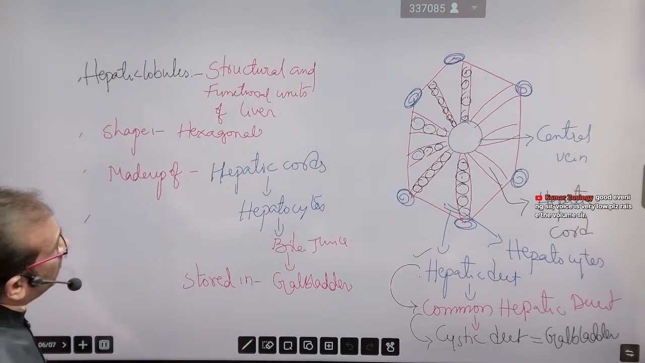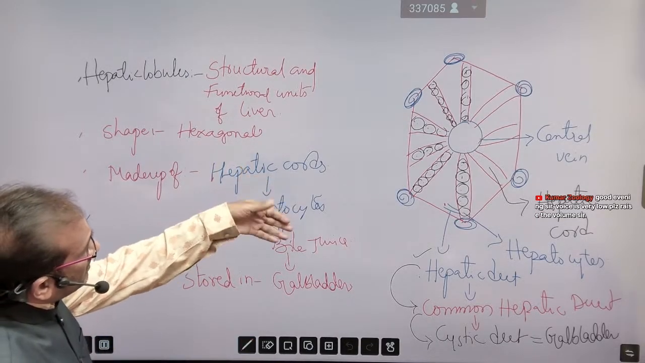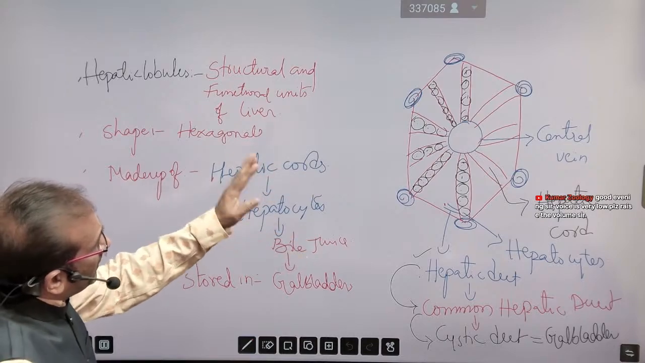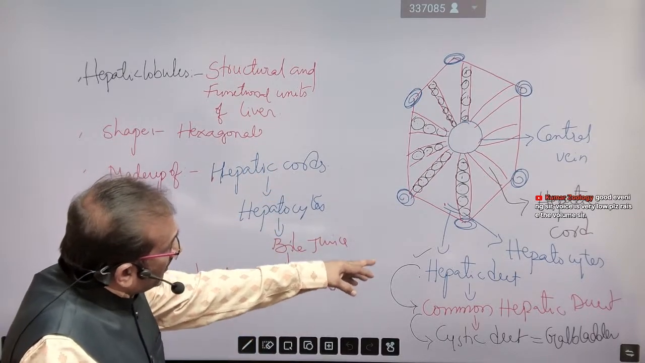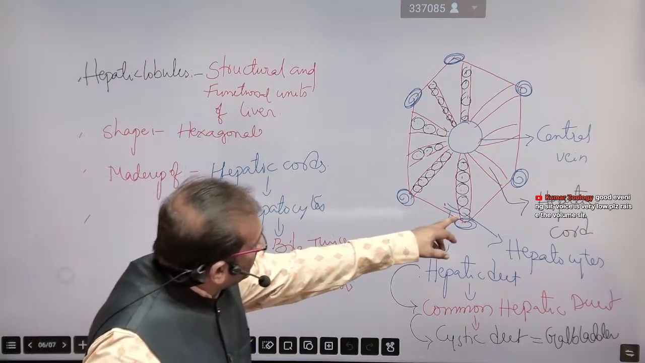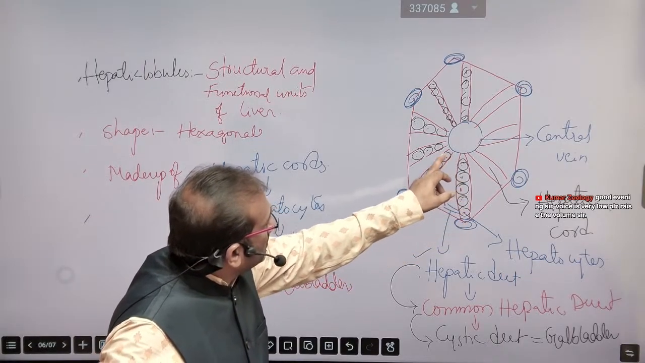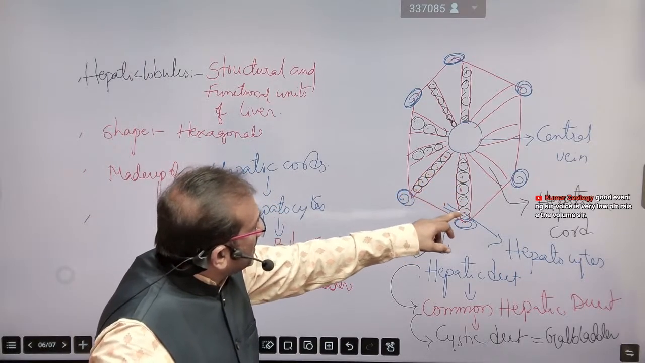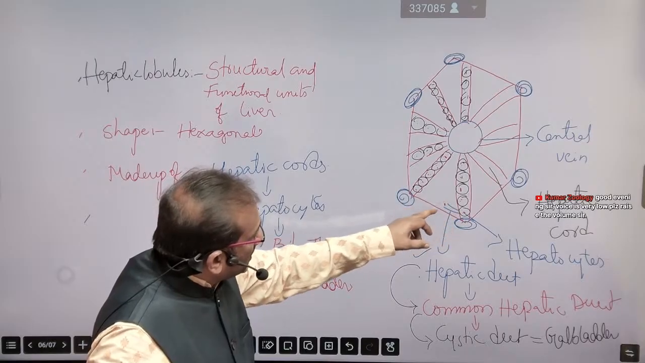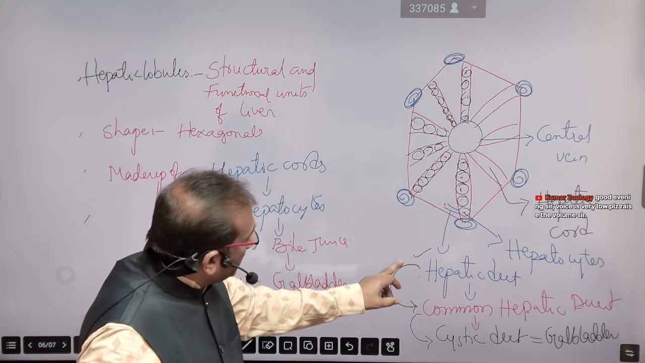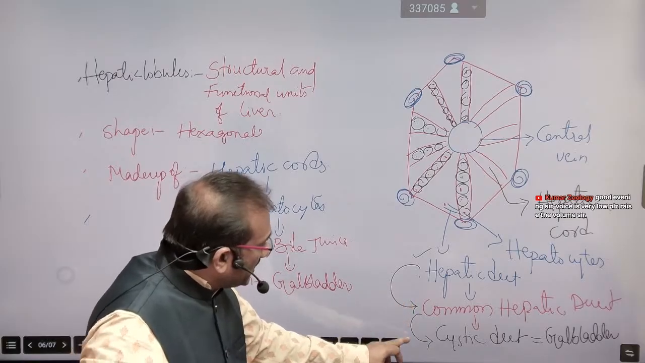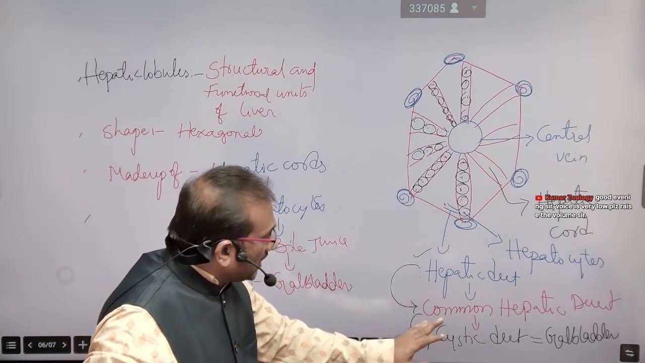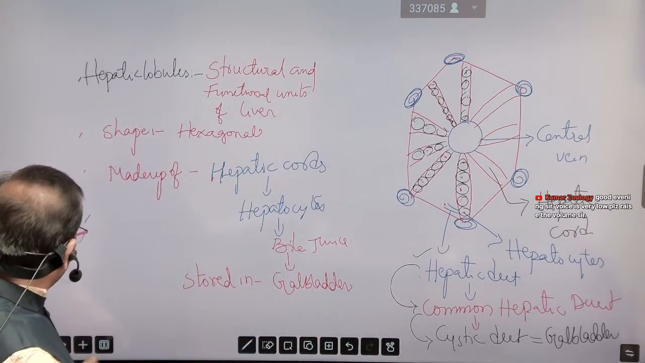They are hexagonal. The central vein is there. Surrounding the central vein, there are many hepatic cords. Hepatic cords are made up of hepatocytes, and hepatocytes secrete bile juice. It enters into the hepatic duct. All hepatic ducts collectively form the common hepatic duct. It opens into the cystic duct. The cystic duct enters into the gallbladder. This is one type of information.